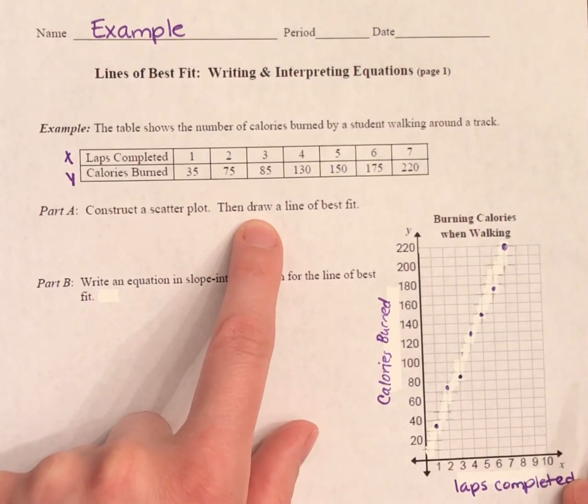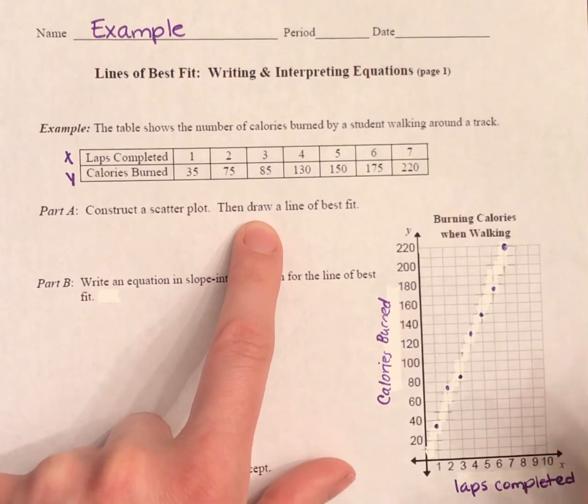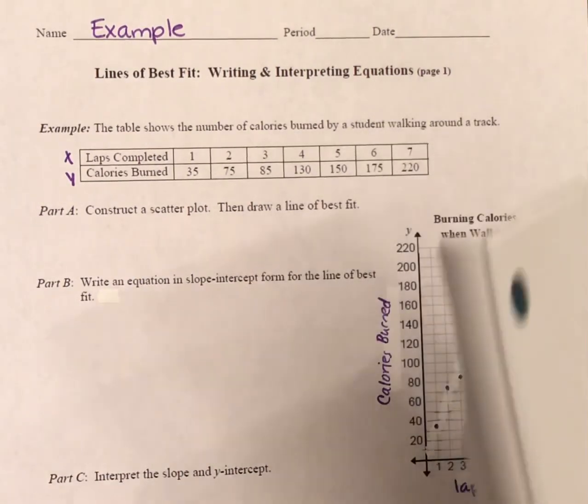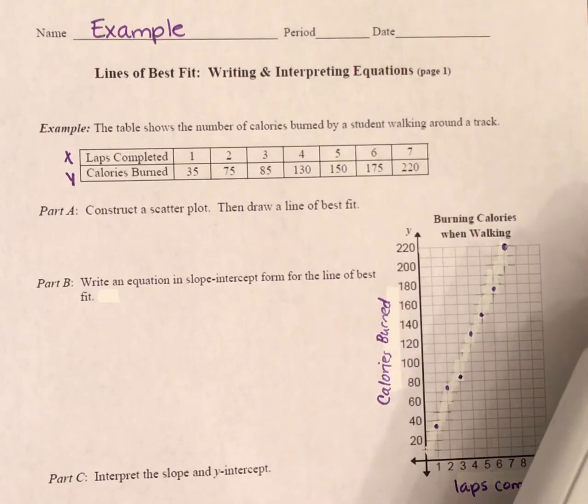If we were at school, I would have given you all clear rulers because it's really easy to see where half the points are above and half the points are below. But since we're not at school and you don't have clear rulers, use what you can. I'm actually just going to use the side of my calculator because I don't even have a ruler here at home. If you have a ruler at home, that's great.